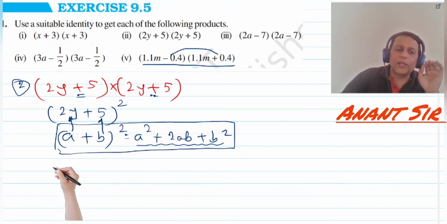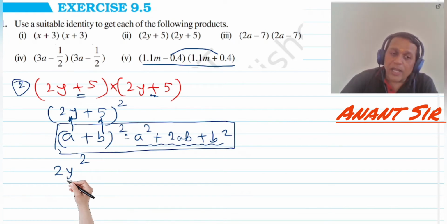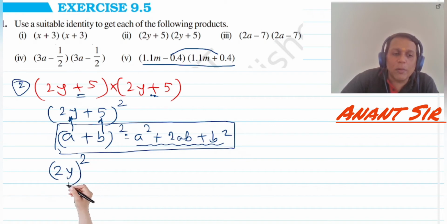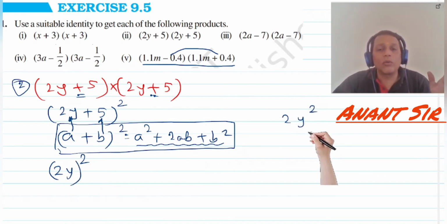So a square will become 2y square, right? Is there any mistake? Do you see it? Yes, a lot of students make this mistake. They don't give the bracket here. The complete meaning changes if I don't give the bracket.